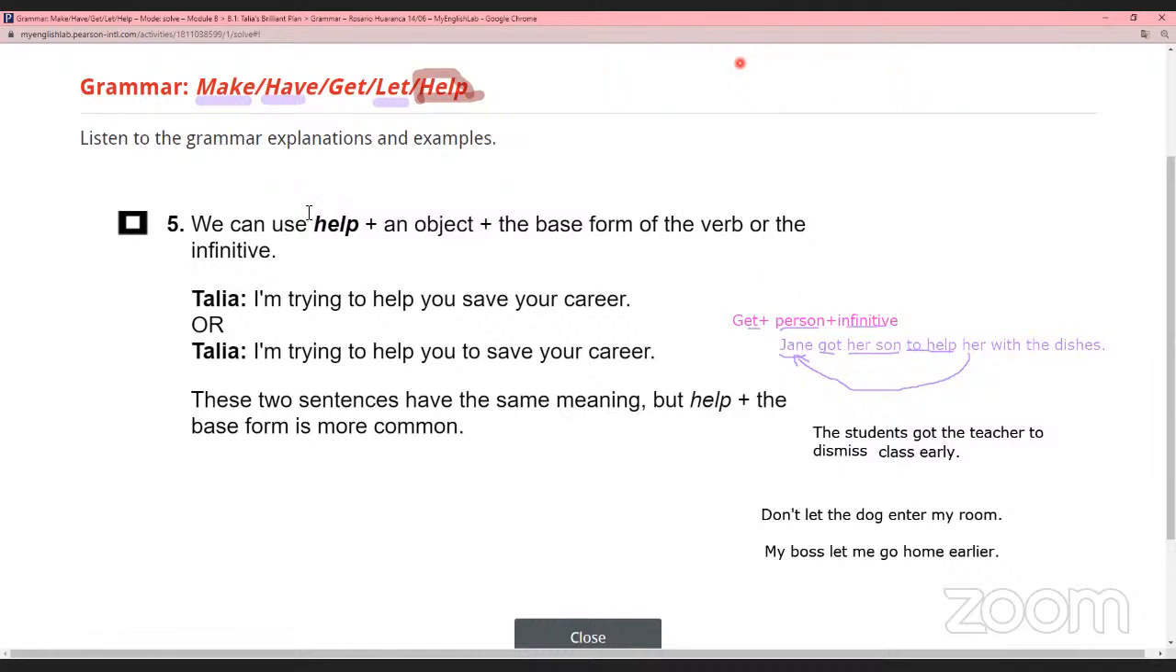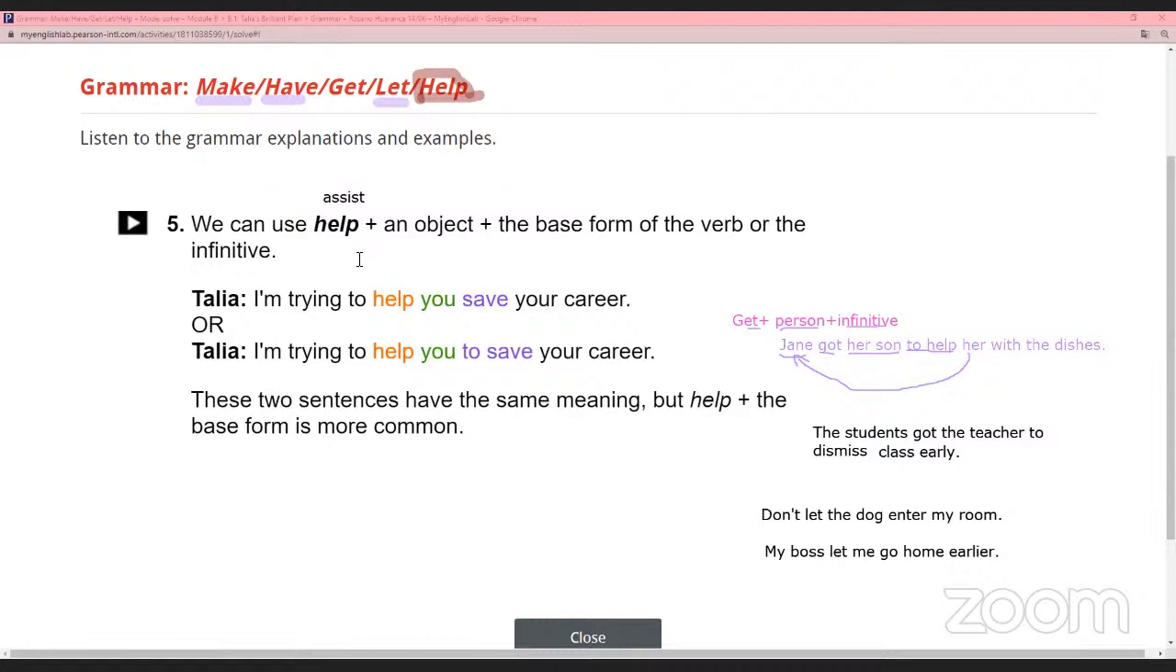I'm trying to help you save your career. Or, I'm trying to help you to save your career. These two sentences have the same meaning, but help plus the base form is more common. So what is the meaning of help? Help already has the meaning, okay? It is like aid, like assist. So in this case, it means help or assist someone to do something.